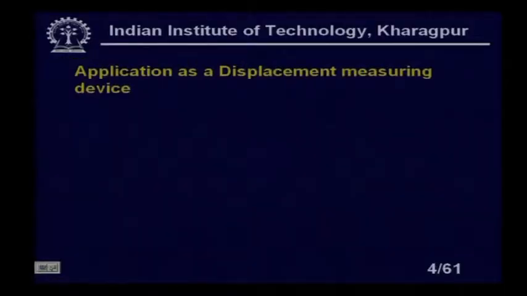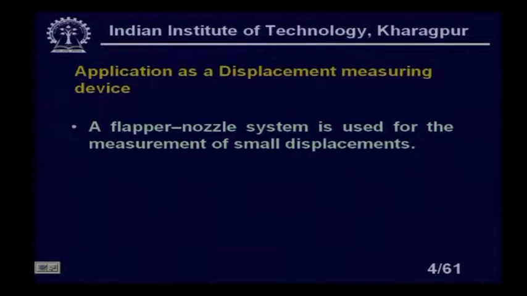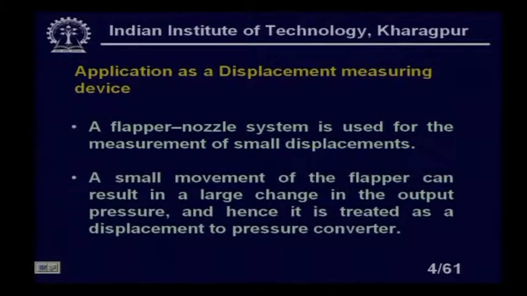Application as a displacement measuring device. Let us look at the displacement measuring device and first see what this flapper nozzle system looks like. A flapper nozzle system is used for the measurement of small displacement. A small movement of the flapper can result in a large change in the output pressure, and hence it is treated as a displacement to pressure converter. Basically, I am getting pressure.